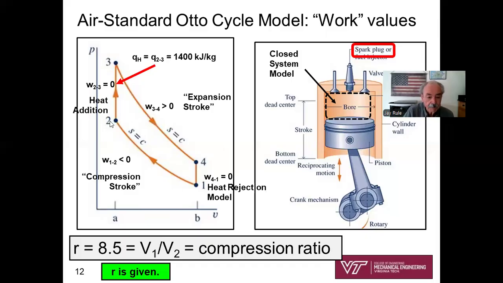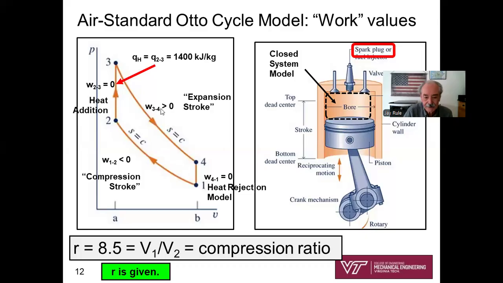Okay, that's why I keep harping on visualizing the work for a closed system as the integral of PdV, area under the curve. What's the area under the curve for process 2 to 3? That's 0. There's no area under the curve. That's the heat addition process. Makes sense. We're lighting off the fuel and air mixture with a spark. We get an immediate increase in pressure, but the piston doesn't move. No work, 0.